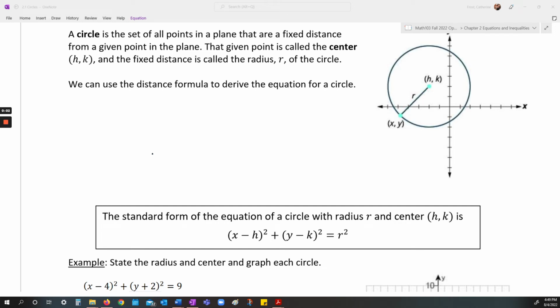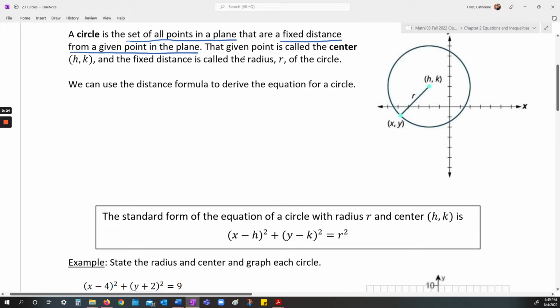In this video, we're going to talk about circles. First, we need a good working definition of a circle. You, of course, know what a circle is, but we need something mathematically precise. So a circle is the set of all points in a plane, so like xy points, that are a fixed distance from a given point in the plane.